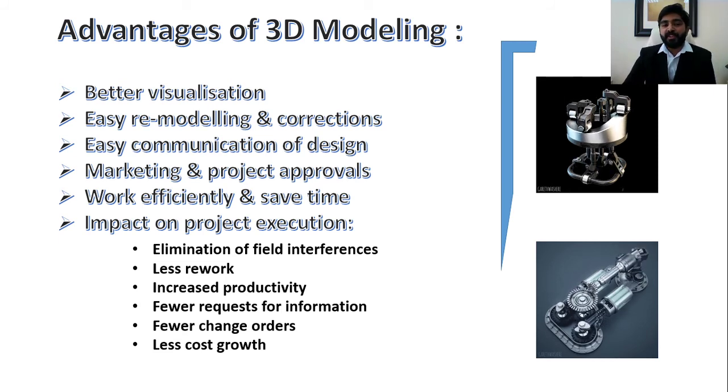Then these models can be used for marketing and project approvals, also for presenting our model, for convincing how better our product is. And of course, it is work efficient and time saving. Product modeling is a faster process compared to the primitive steps that we have. And if we are using 3D modeling software, of course, we can have a faster manufacturing process, and the productivity will be high. So these are the advantages of 3D modeling software to be used in the industries.